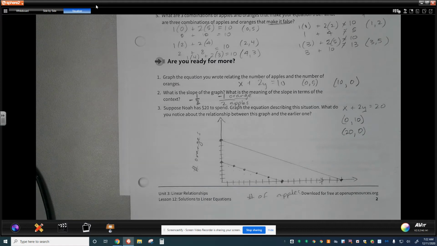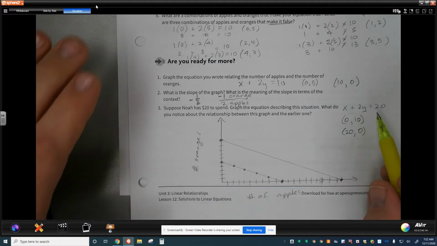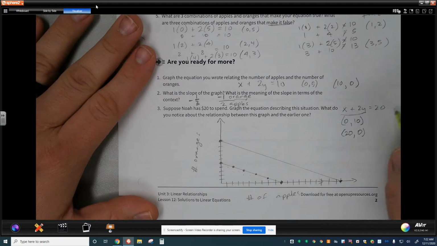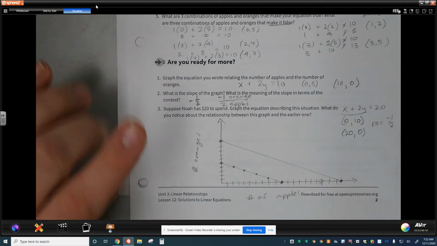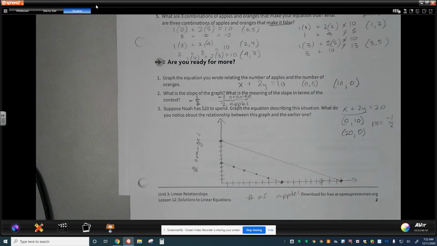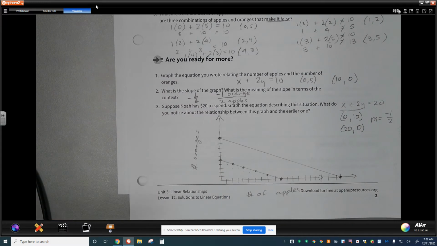Because we didn't change anything about this situation right here in this expression x plus 2y, we didn't change the slope. I know this one has a slope of a minus 1/2 as well. All we changed was the outcome in that y-intercept. By changing the amount of money we had, we changed the amount of fruit that we had, but we didn't change anything about the costs.